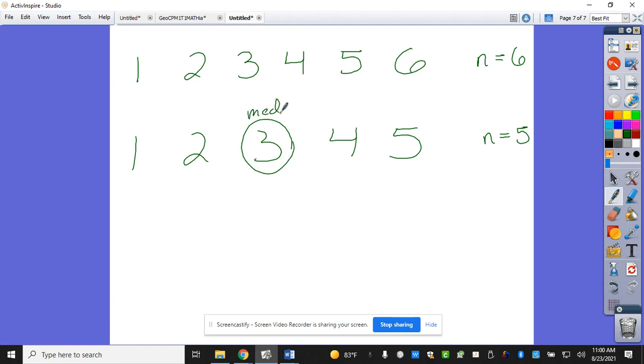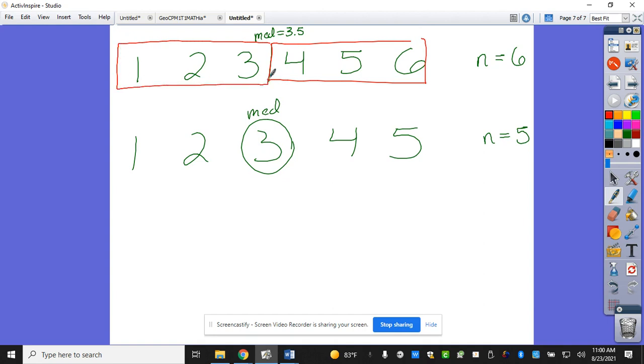What is the median of the top data set? 3. Everybody's with me there, right? This is the first place where people mess up. I have literally drawn a line up here to divide this half and this half, and that seems pretty easy. Why is that not so straightforward here?